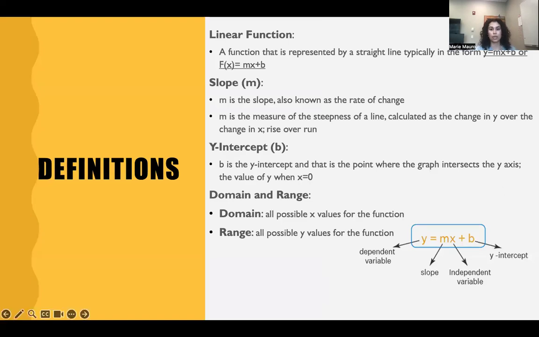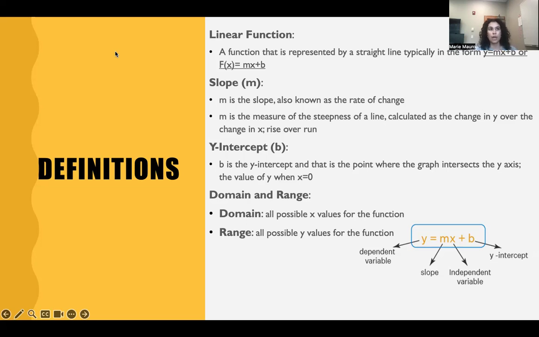A linear function is represented by a straight line, typically in the form y equals mx plus b, or f of x equals mx plus b. F of x is the function. The slope, also known as m, is the rate of change. M is the measure of the steepness of the line.